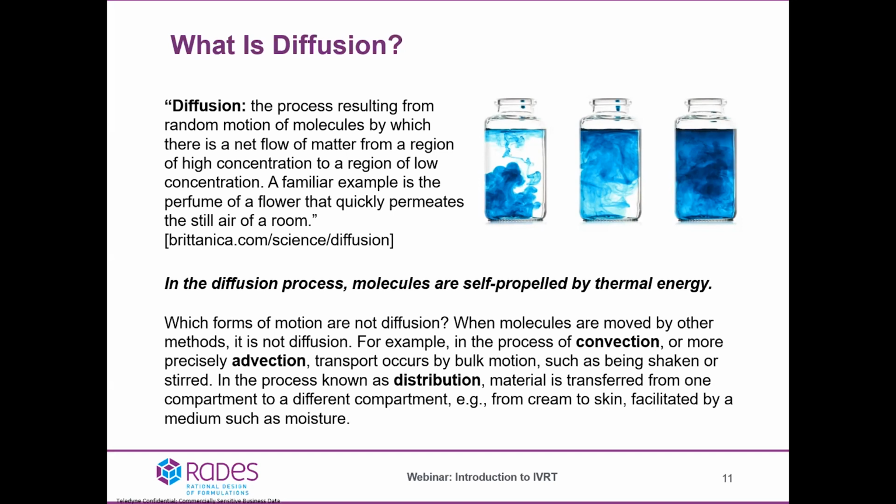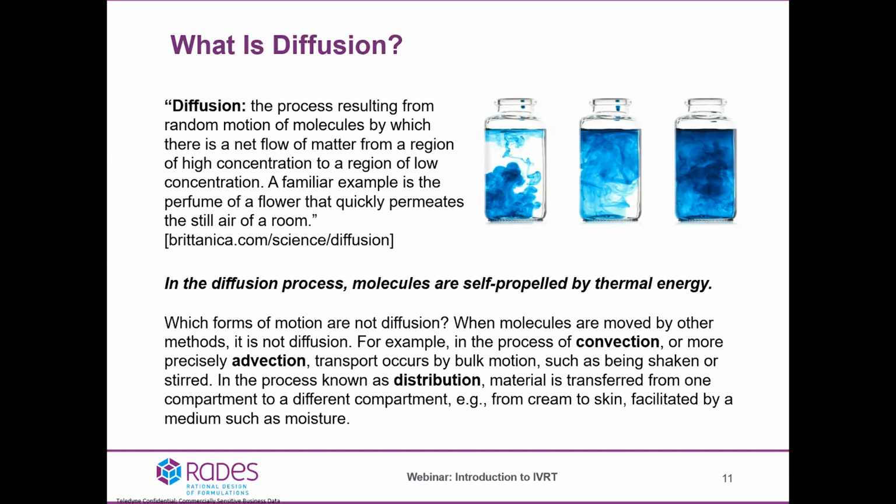In this context, it is helpful to also be aware of what is not diffusion. Whenever molecules are moved by other methods, such as, for example, stirring or shaking, it is not diffusion, but a process that is called convection, or more precisely, advection. When a material is transferred from one compartment to another compartment, this is called distribution. This, for example, takes place when a molecule permeates from a cream into the stratum corneum compartment of the skin.